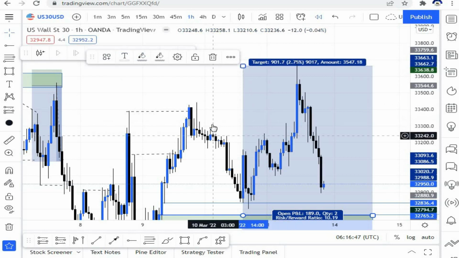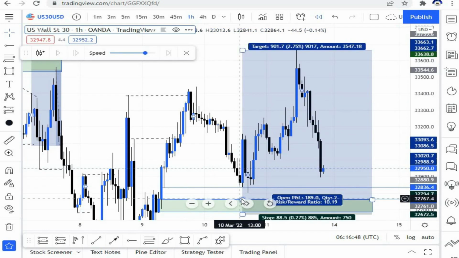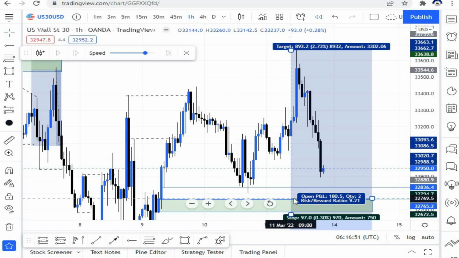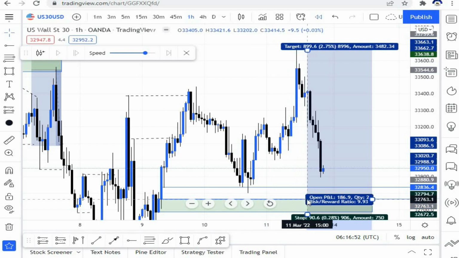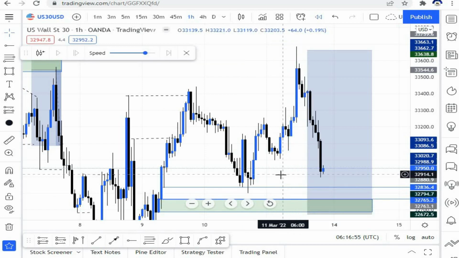So this will be my targeted high, and here is my entry point around this zone area, my SL below. So I hope this video will help you to understand how to use premium and discount, and also how to minimize your risk and get a big ratio reward in return.